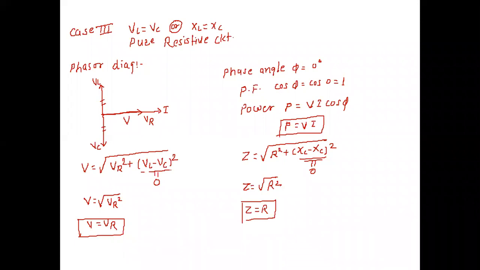Yes, sir. Okay. And now, once again, one important thing I want to discuss here in this third case, when XL is equal to XC, and this condition is called a resonance condition. What we call it, a resonance condition. Why is it called a resonance condition?